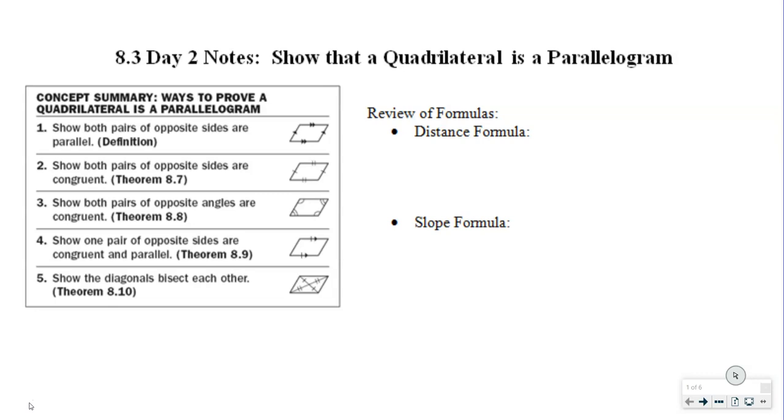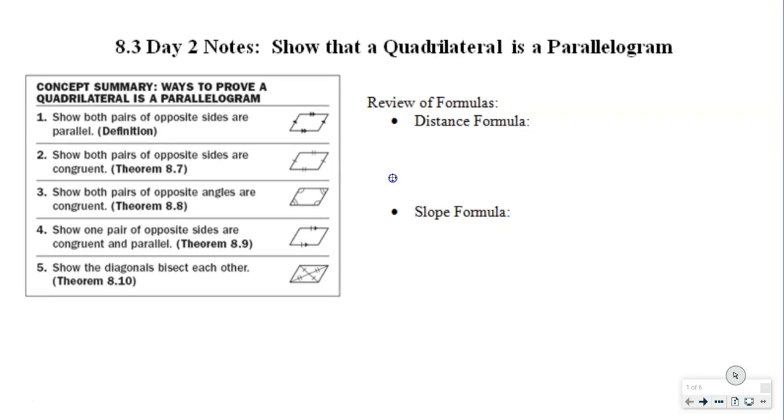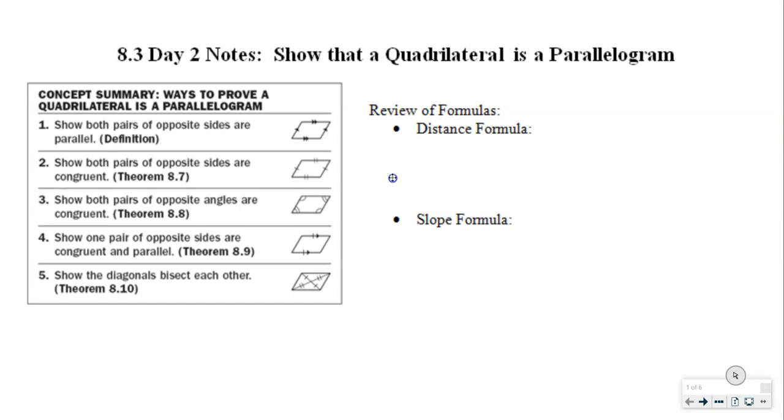So there are some formulas that we're going to have to use, so we need to review those. So write these down so you can remember them. The distance formula, we'll use the distance formula. Oh, that's not right. Let me get that figured out.